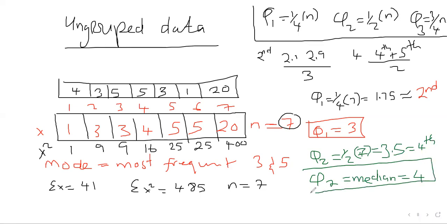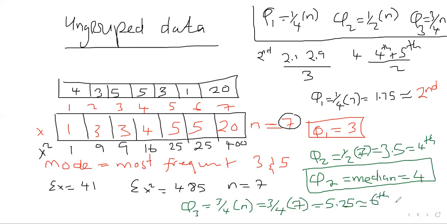And lastly, our third quarter, 3/4 of what? N. So what is 3/4 of 7? 5.25. So what do we do with 5.25? You round up, it's going to be 6. The 6th value. Which one is our 6th value? 5. Good. So our Q3 is 5.